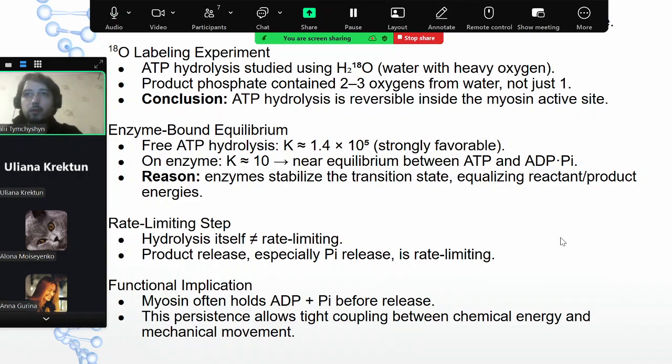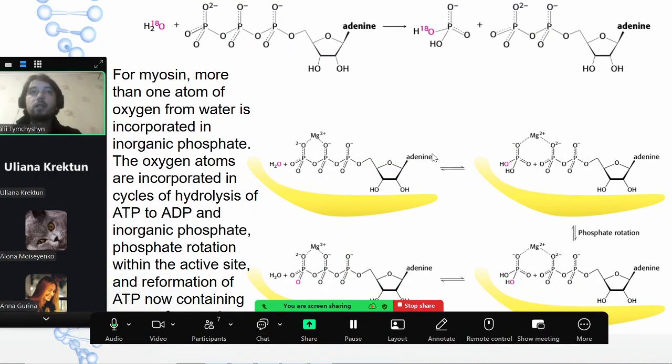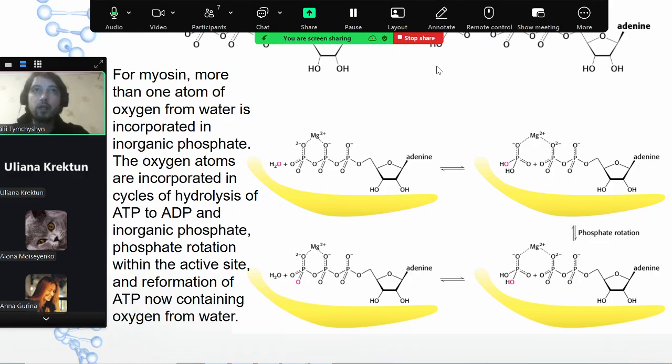Good. And here are some more details. Here is the heavy water, and here you see the ATP, adenosine triphosphate, and here you see the result if you are just performing that sort of hydrolysis: you will have only one heavy oxygen incorporated. But for myosin, more than one atom of oxygen from water is incorporated in the inorganic phosphate.